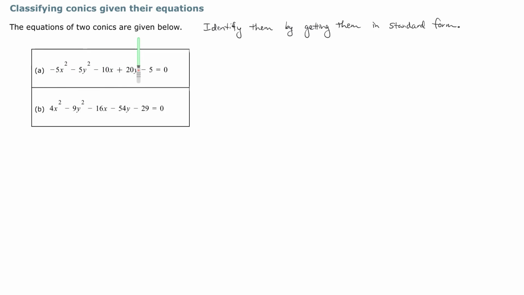The equations of two conics are given below. You want to identify them by getting them in standard form. And of course, there are how many conics now? You have an ellipse, which has two standard forms. You have a hyperbola, which also has two standard forms. You have a circle that only has one standard form, and you have a parabola that has about 4 standard forms. So make sure you have memorized all the standard forms.